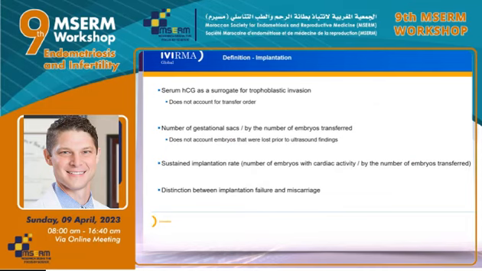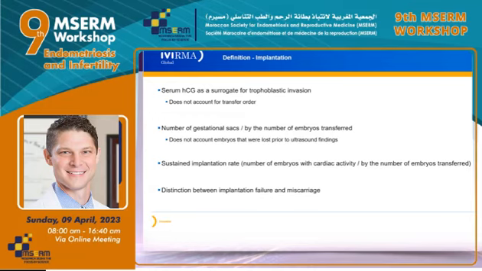One of the things is, how do you define implantation? There are a number of different forms which are out there. Some of them can be just serum beta-HCG as a surrogate for trophoblastic invasion. And this doesn't account for the transfer order of embryos. It could be the number of gestational sacs divided by the embryos transferred, but this doesn't account for embryos that were lost prior to the first ultrasound finding.